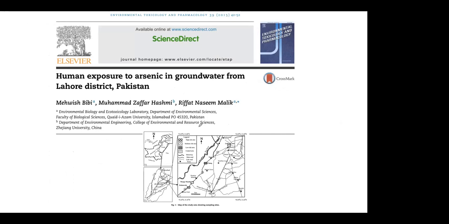Then we studied another topic, the distribution of arsenic and the exposure to arsenic from groundwaters in the Lahore district of Pakistan. This is the Punjab province, and in the Punjab province, this is Lahore city, and we collected samples from this city. This city is highly urbanized and has industries. However, the underground water, due to bedrocks, is also a main cause of the environmental contamination of the groundwaters.